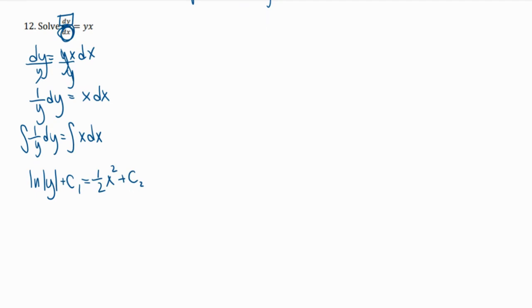And the reason that I always keep a plus c on the right is if I take a constant and I subtract a constant, what am I going to get? Another constant, right? A constant minus a different constant. These are two different constants. If I subtract them, I just get another constant. So normally I don't even show this step. I normally just jump right here. And I just write ln absolute value of y is equal to 1/2 x squared plus c.